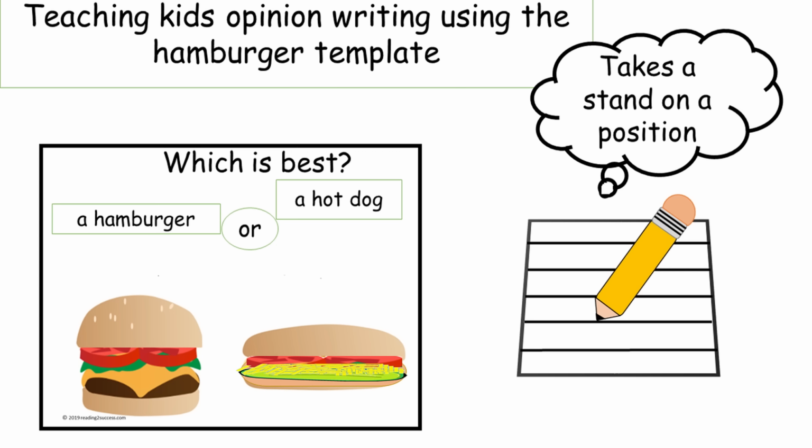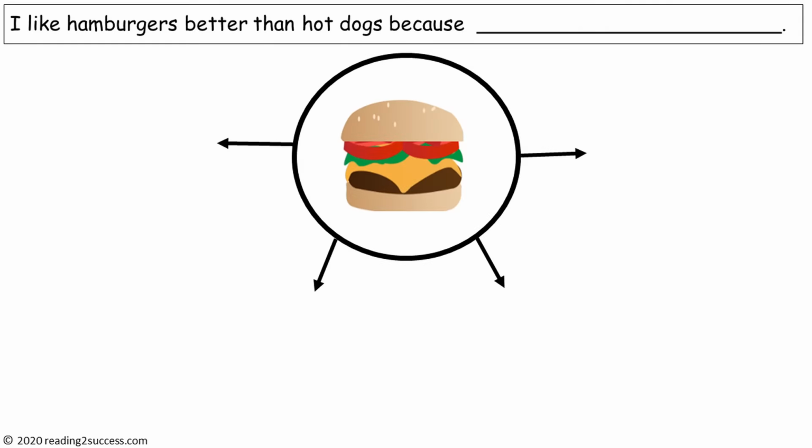In our first activity, kids are asked, which is best, a hamburger or a hot dog? When I introduce opinion writing to kids, I begin with a brainstorming activity. I guide them through the organization of an opinion piece, determining an opinion statement, reasons for the opinion, and a closing statement.